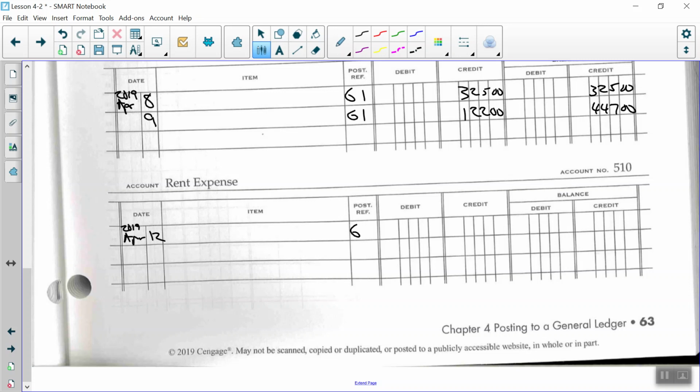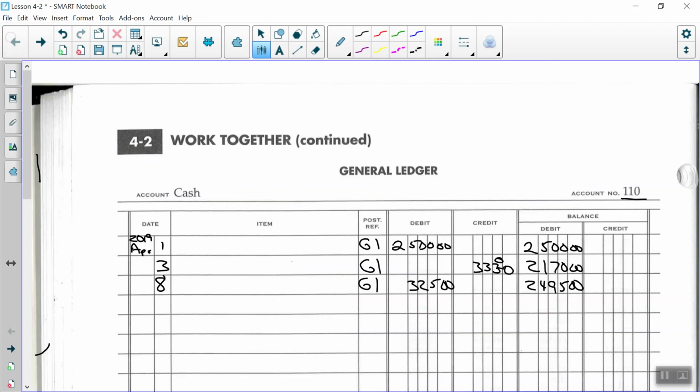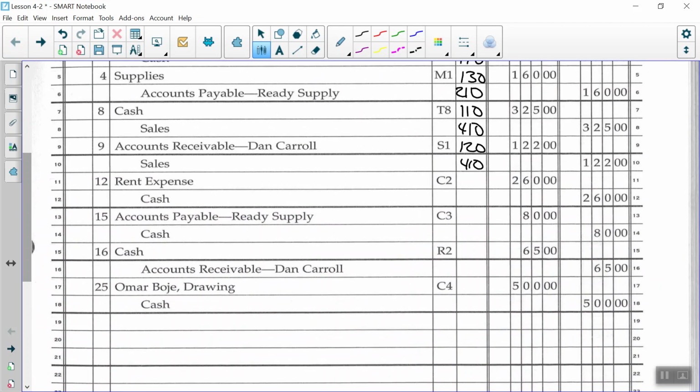Post reference is G1. Do we debit this or credit it? Debit it. 260. Debit balance or credit balance? Debit balance, good. 260 debit. Okay, questions? All right, so then we go back. And we put, what was it, 510? Thank you.